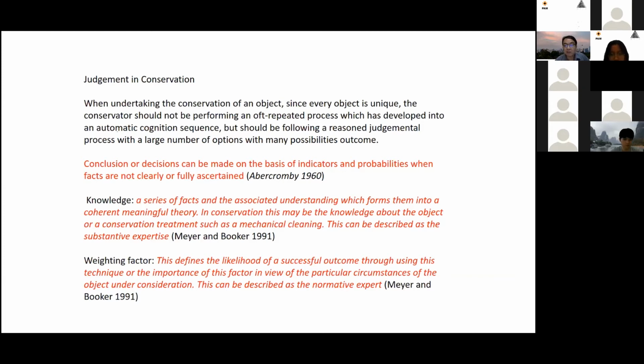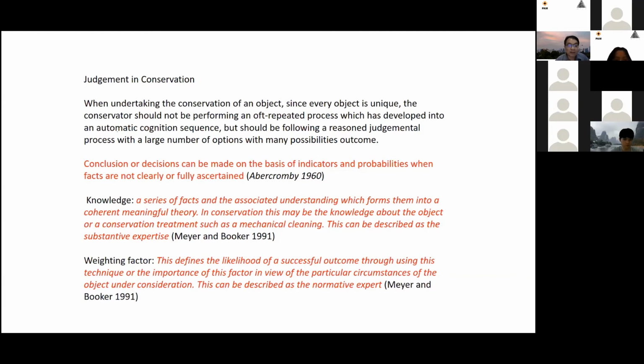So even if the theory is backed by facts, then you give a good factual theory with substance, and not just pull it from thin air. You give an opinion, saying my theory is this, but there are no facts to support the theory. So in conservation, this may be the knowledge about the object or the conservation treatment, such as mechanical cleaning. This can be described as the substantial expertise. I will dwell into this type roughly, telling you how to do the mechanical cleaning, that we shouldn't be using so much of that. When can we use that?